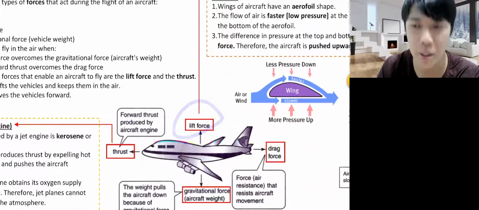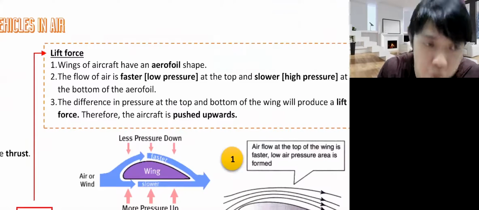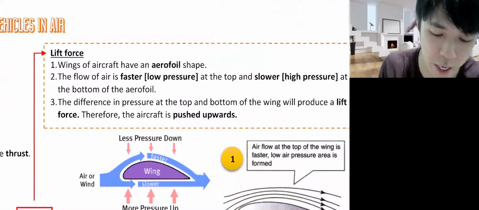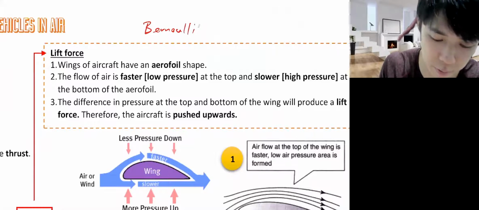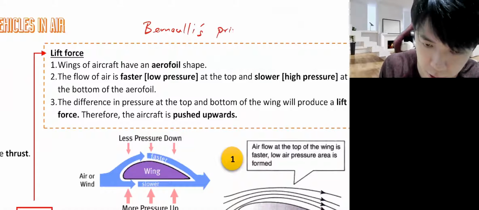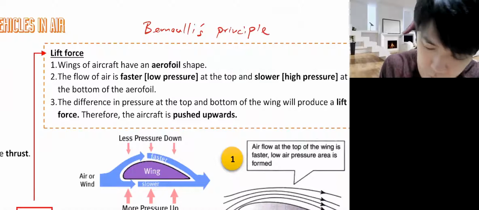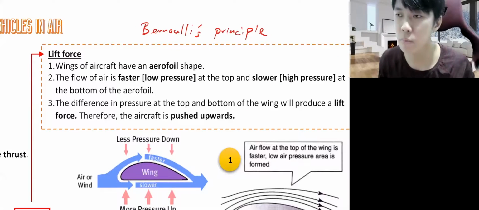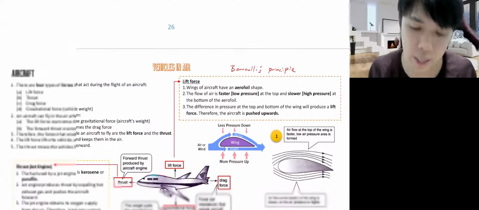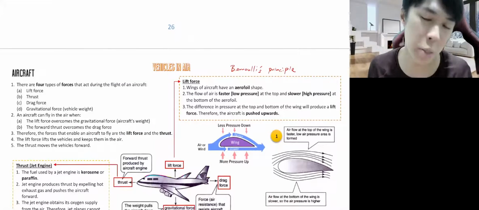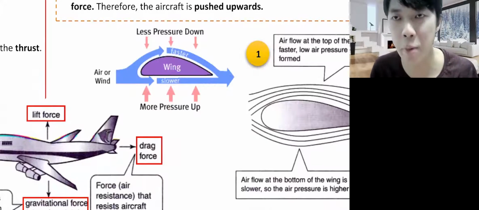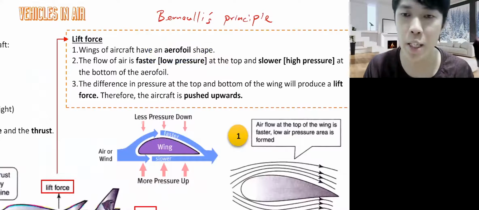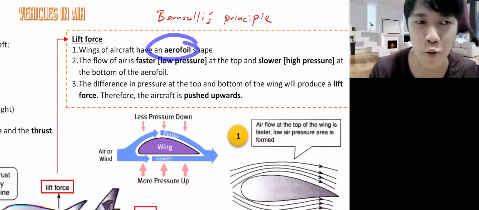What I want to talk about is the lift force. In order to create lift force for the aeroplane to lift upwards, we need the help of Bernoulli's principle. That's why we talked about Bernoulli just now. So how does Bernoulli principle work for aeroplanes? Basically, Bernoulli works in aeroplanes due to the shape of the wing. You all have to remember the shape of the wing. It's called aerofoil.